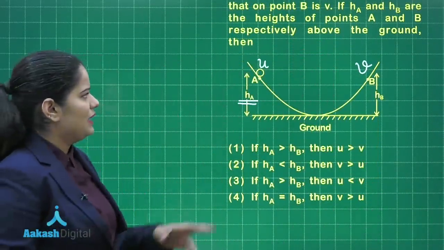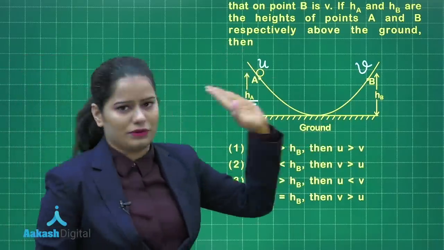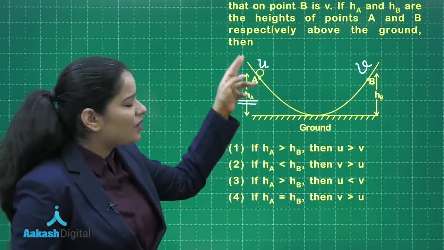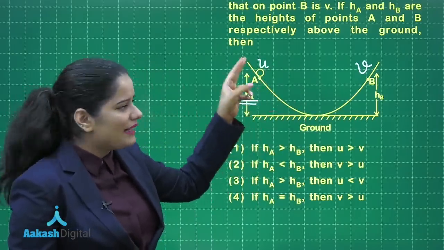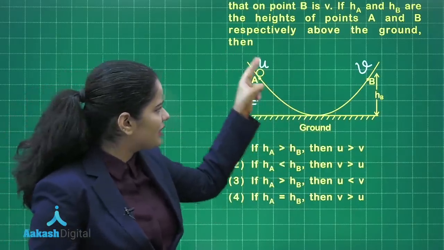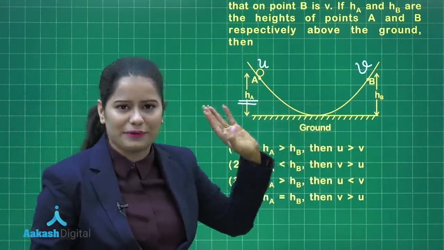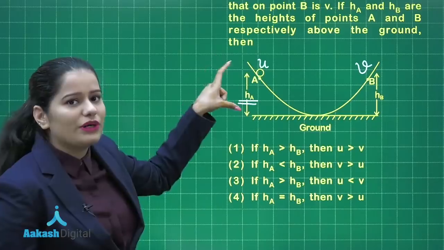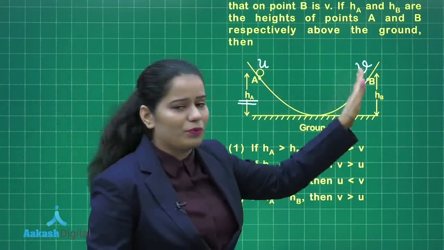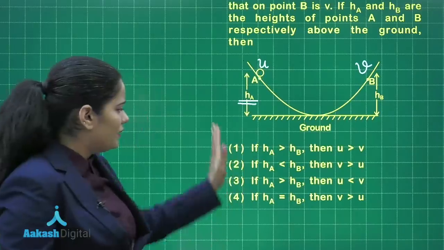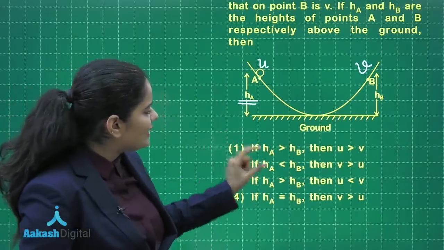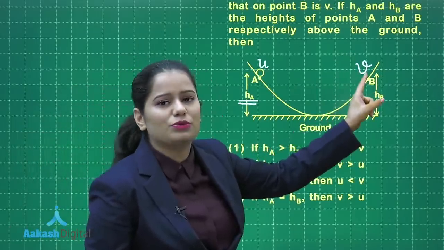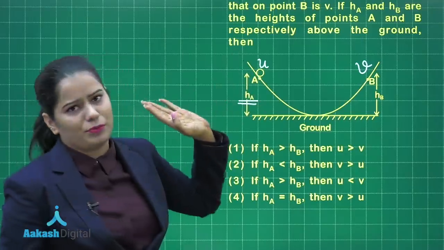Now see here, when this ball rolls down this plane or moves on this plane, it is being acted upon by the gravitational force and hence its speed will keep on increasing as it rolls down this plane. And the greater this height, the greater is going to be the velocity here at point B. So from here we can see that if HA is greater than HB, then this velocity v at point B is going to be more than the velocity at point A.